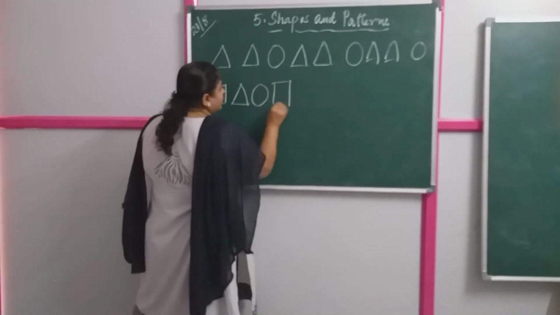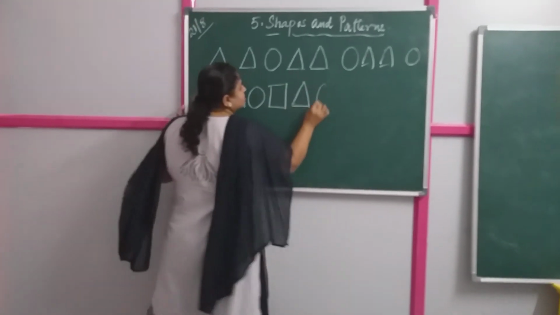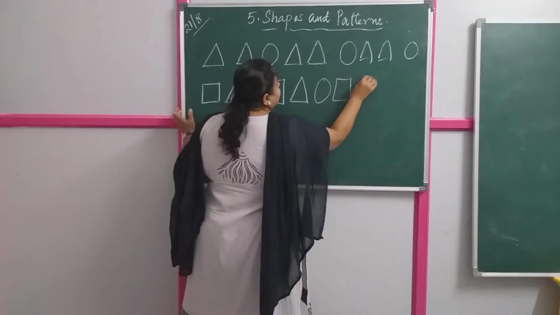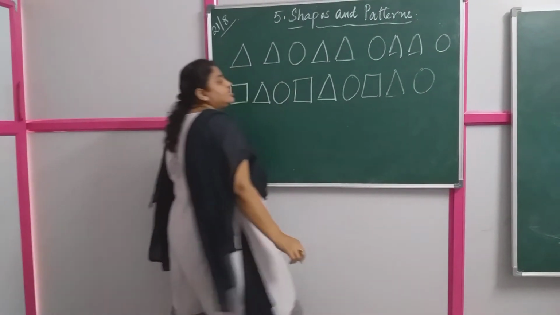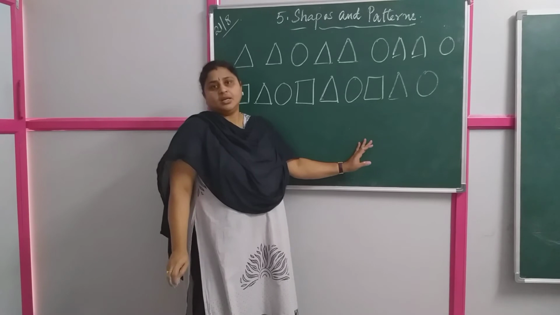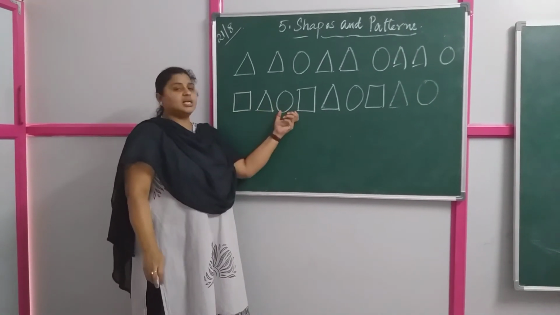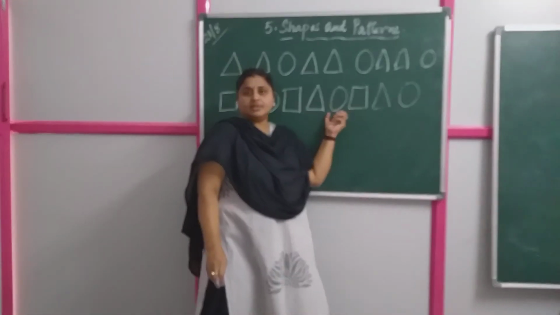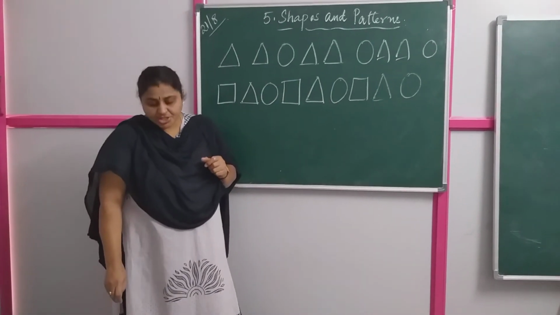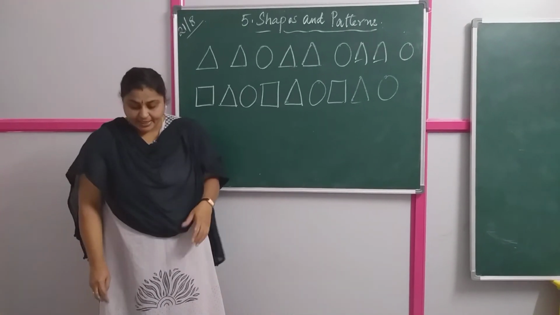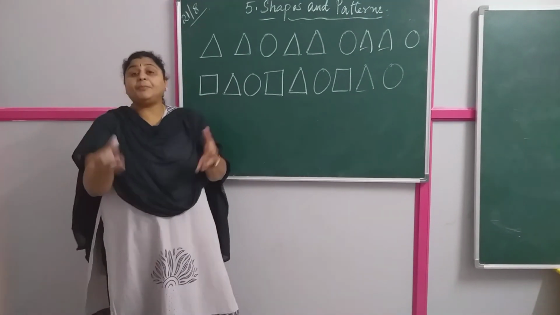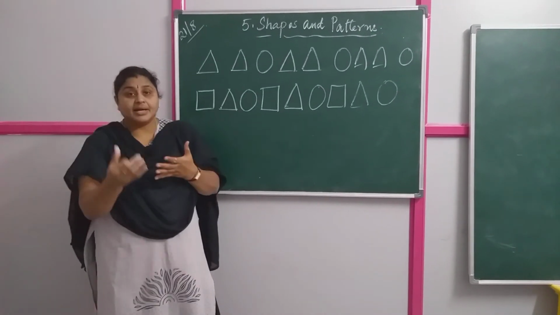Now let us take another example. Square, triangle, circle. Again, square, triangle, circle. This is one pattern. I have used only these three shapes. Square, triangle, circle. This is one pattern. Got it, children? So pattern is nothing but a design that is repeated in a particular manner.